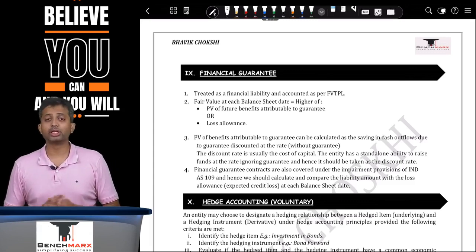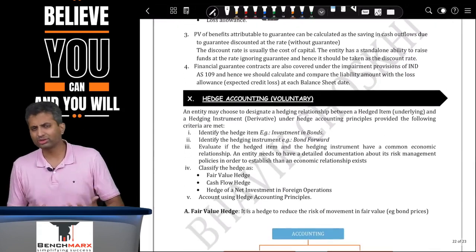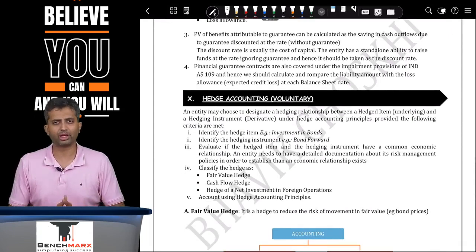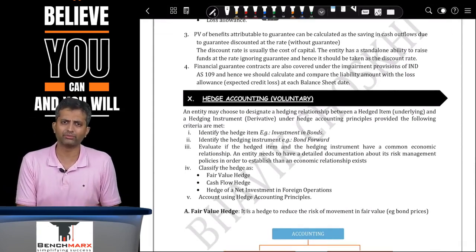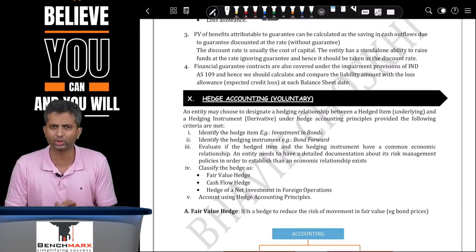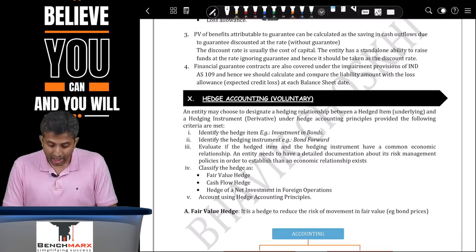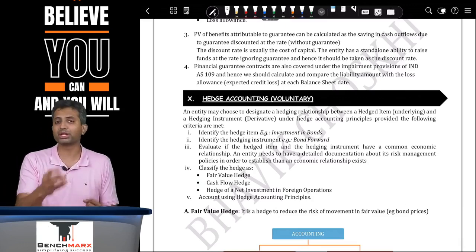Last part of the standard involves something called hedge accounting. Now, this is not something which has regularly come. This is not something which is very important, but nevertheless, there's a question which has come, I think, once or so in the MTP, so you can consider that. So when you're looking at hedge accounting, remember hedge accounting is optional.